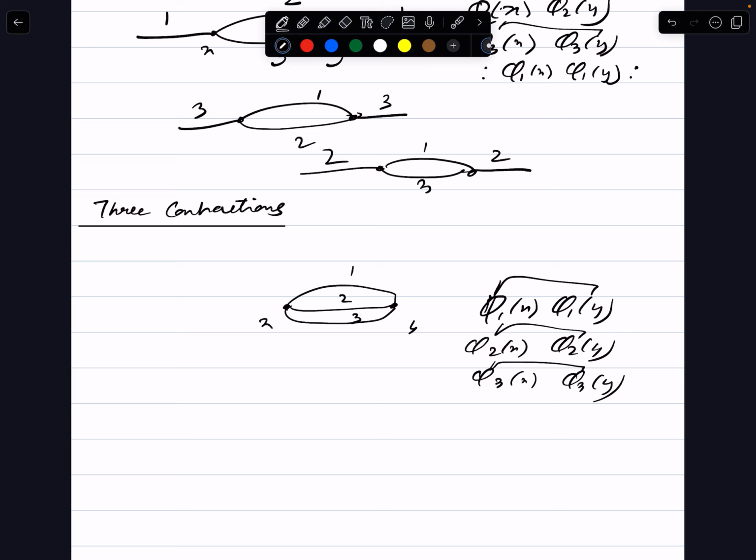In the next class, we'll see what happens when particles are coming in and going out, and we'll get the Feynman diagrams. Okay, so I will stop here. If you have any questions, please ask.